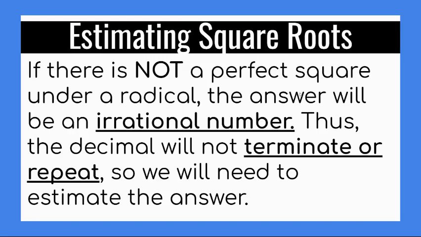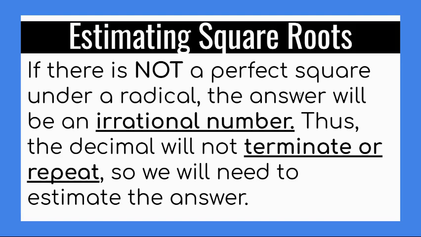Okay, estimating perfect squares, or estimating square roots. If there is not a perfect square, remember a perfect square is a number times itself. If there's not a perfect square under the radical, the answer will be an irrational number. Thus, the decimal will not terminate, that means it won't end, or repeat. So we will need to estimate the answer.